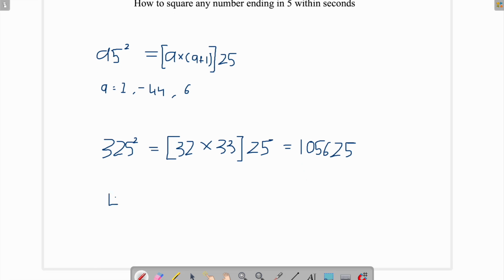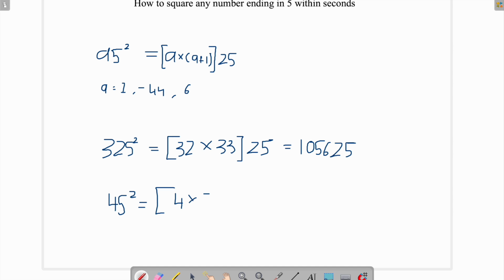This one is probably a lot easier. 45 squared. That's still a big number. I wouldn't know what that is if I didn't know this trick off the top of my head. There we are. 45 squared. So we isolate all the numbers in front of the 5. So in this case, it's just 4. Above was 32. Simple. So it would be 4 times 5.